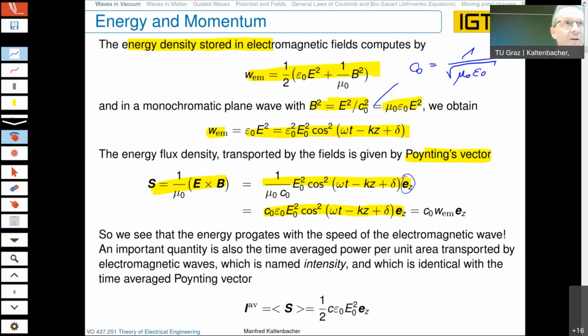It is also important to clarify that this is again the propagation direction, otherwise there's some mistake. So this Poynting vector is pointing towards the propagation direction, and importantly we have here this velocity, because this part here gives us the energy density. And so we see that the energy density propagates with the speed of the electromagnetic wave.